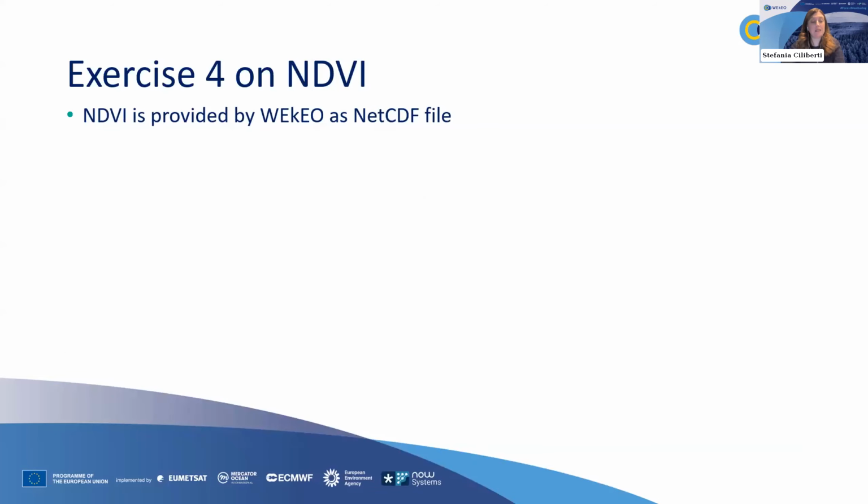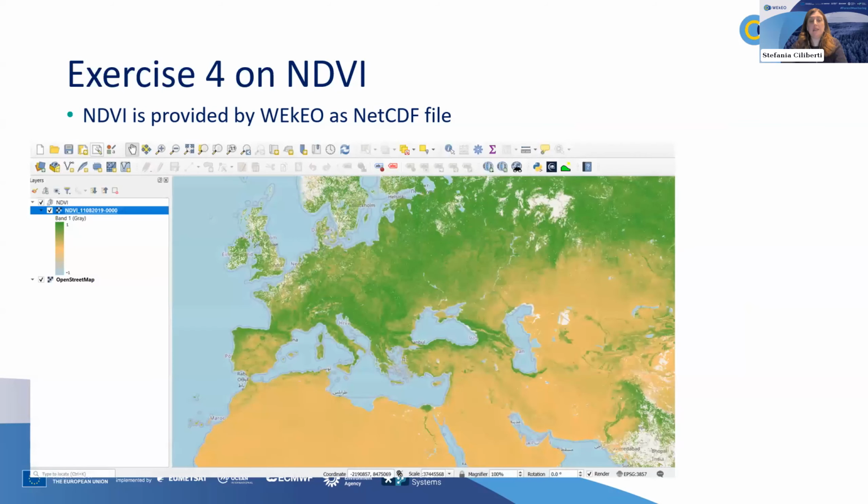The last exercise that has been proposed is related to the NDVI, which is an important variable, as you know, for characterizing the vegetation coverage in a specific region. And this is provided by WEkEO as an HDF file. So again, this can be easily imported by using the Copernicus NetCDF plugin. And when you do this, of course, every time you import a new file, it is displayed in QGIS with the default symbology.